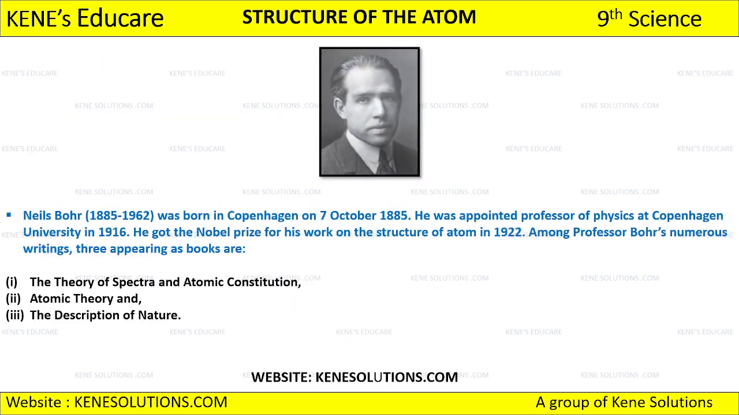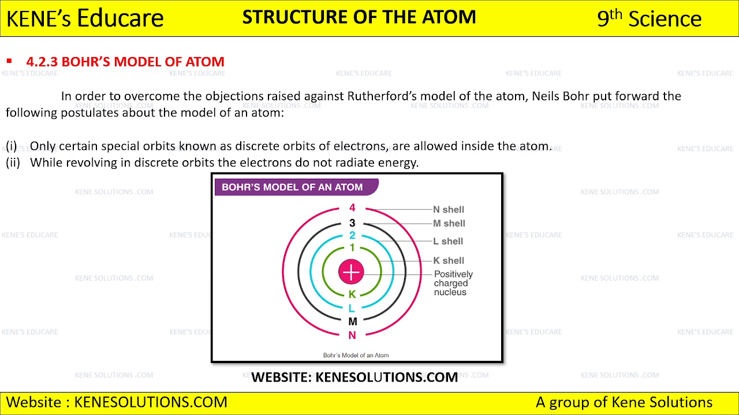After this, now we need to study about Bohr's model of an atom. See, in order to overcome the objections raised against Rutherford's model of the atom, Niels Bohr put forward the following postulates about the model of an atom. As I told you, he started working on those postulates, that is, the drawbacks of Rutherford's model, right?